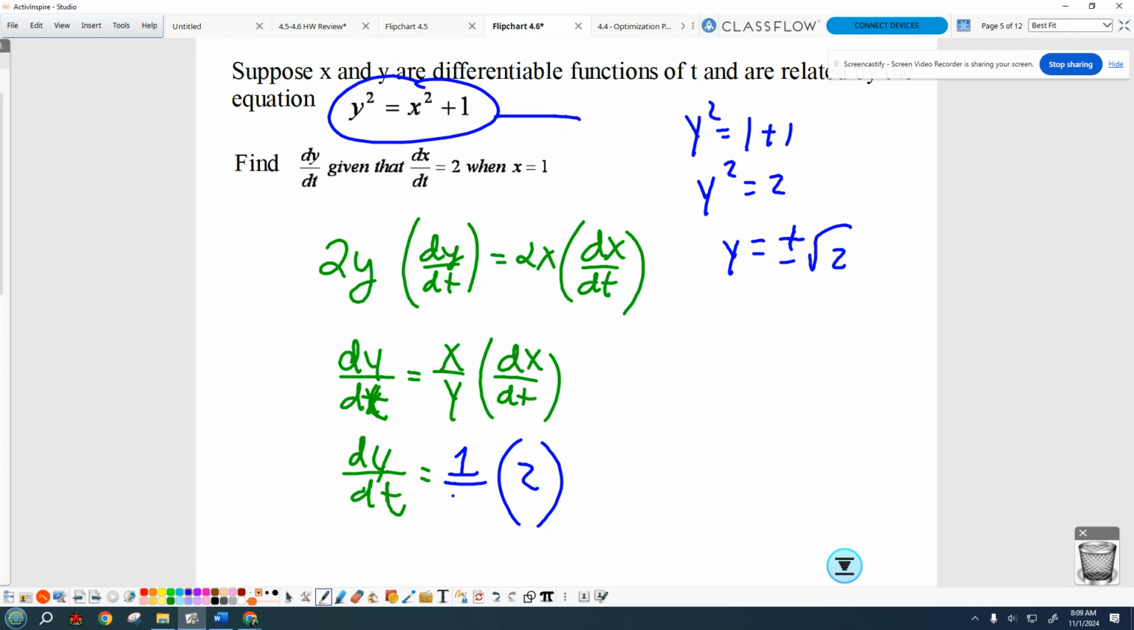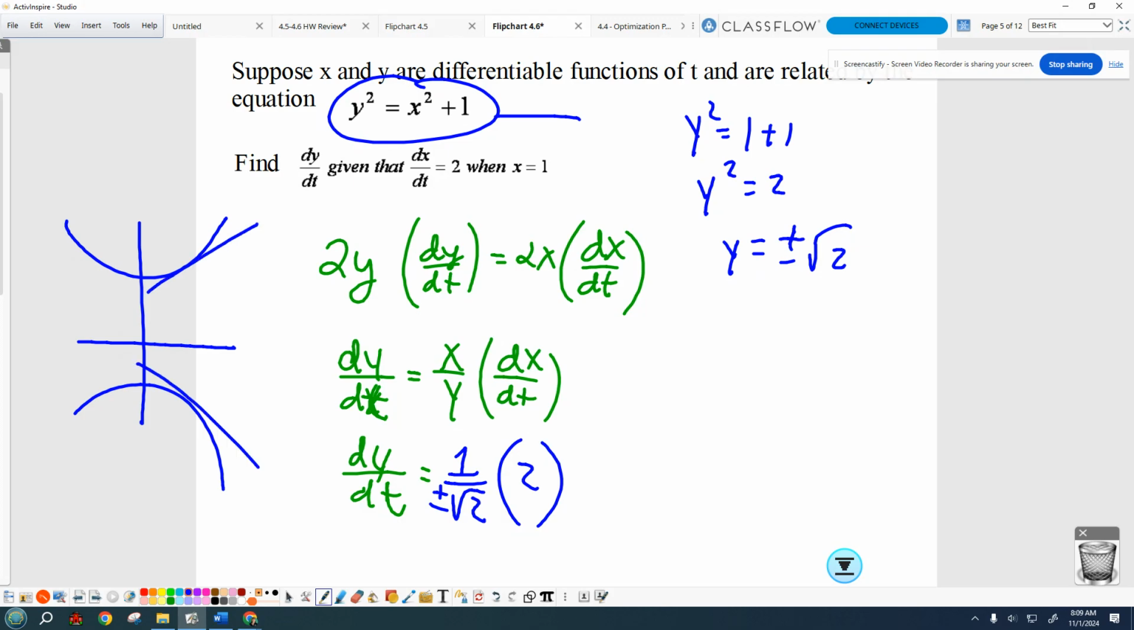So, problem, we get a positive and a negative, and that's just what it is. It depends on if we're in the top branch or the bottom branch of the hyperbola.